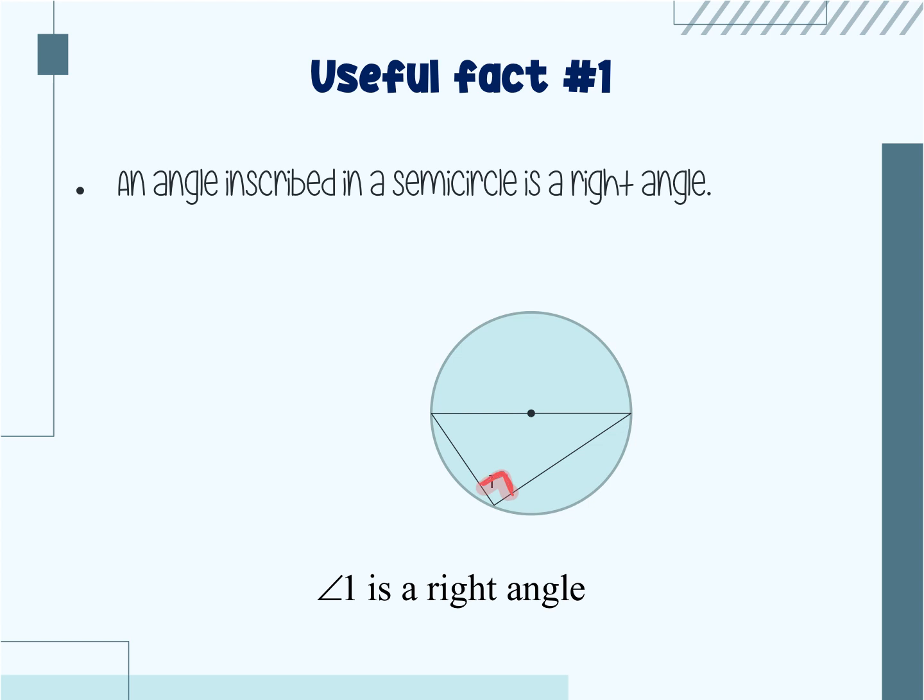Also, something you should know, if this is your diameter, what is this measure of my arc? 180. It's a semicircle, okay? Don't forget that. Don't forget if your diameter, your arc measures 180.